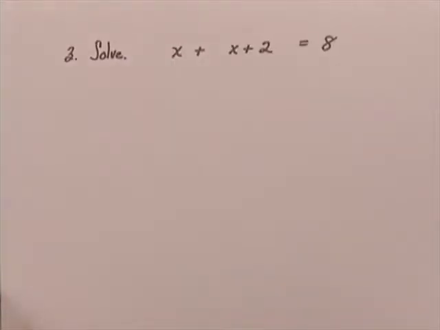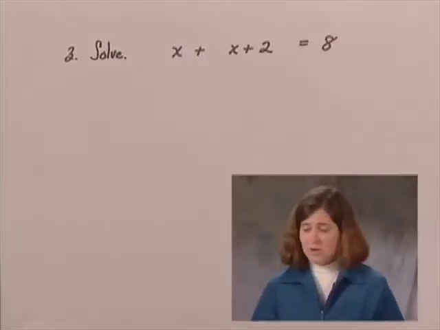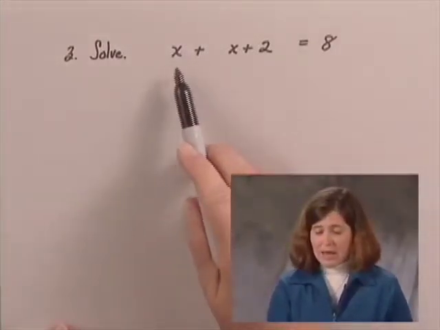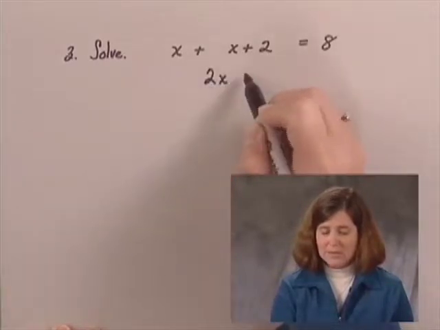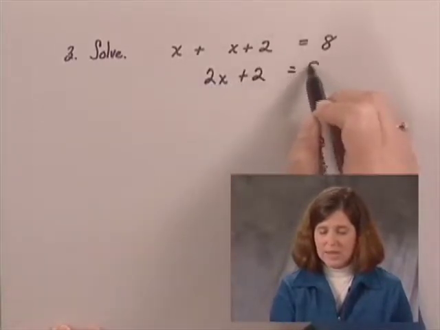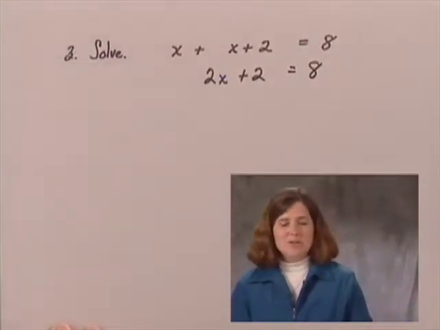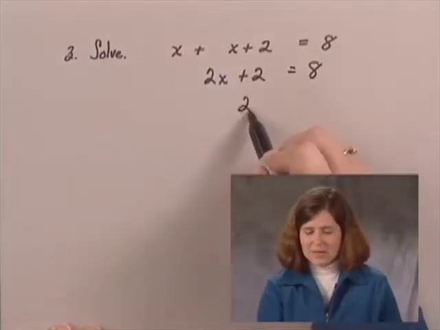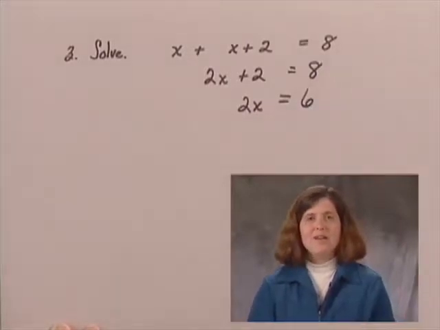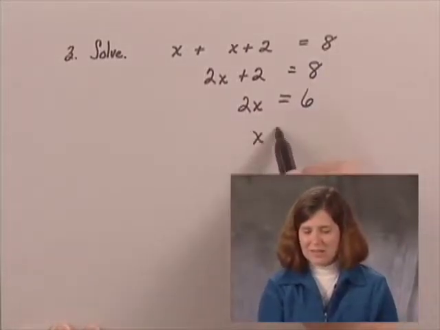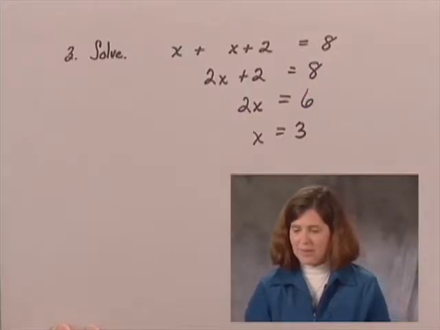To solve that equation, we first collect terms on the left side. x plus x is 2x, so we have 2x plus 2 equals 8. And then we subtract 2 from both sides, and we get 2x equals 8 minus 2 is 6. Dividing both sides by 2, we have x equals 3.